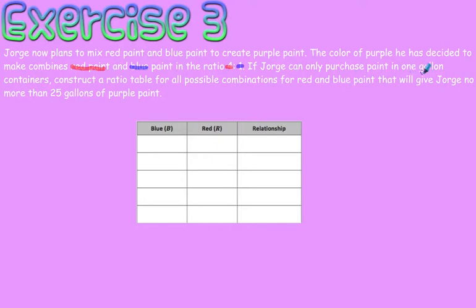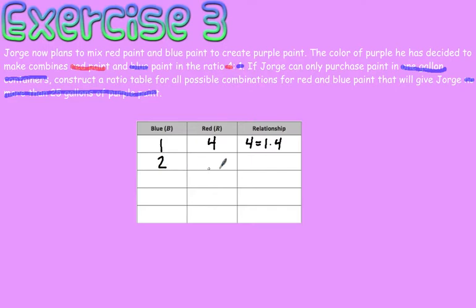If George can only purchase paint in 1-gallon containers, so he can't buy partial containers, he has to buy a whole gallon, we want to construct a ratio table for all possible combinations for red and blue paint that will give George no more than 25 gallons of purple paint. Okay, so now we actually have to pay attention to our gallons. So let's start off by creating our table. We know that if we use 1 blue, we have to use 4 red. And I know that to get my 4, I have to take my amount of blue times 4.